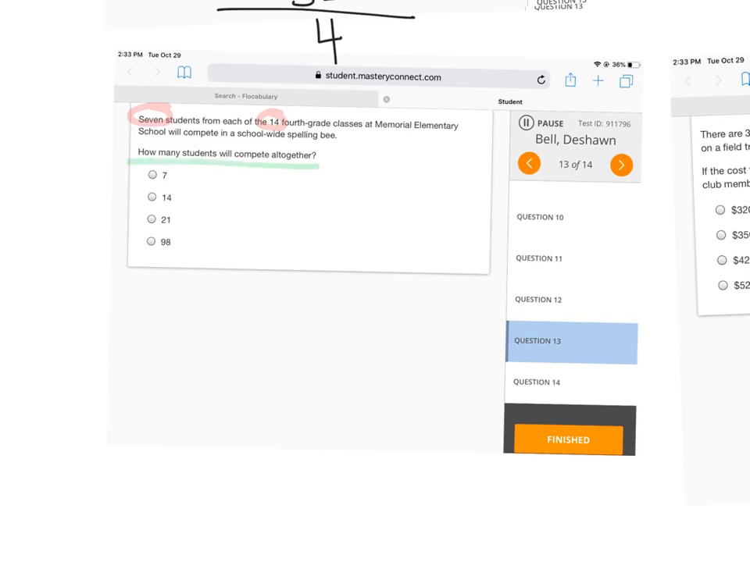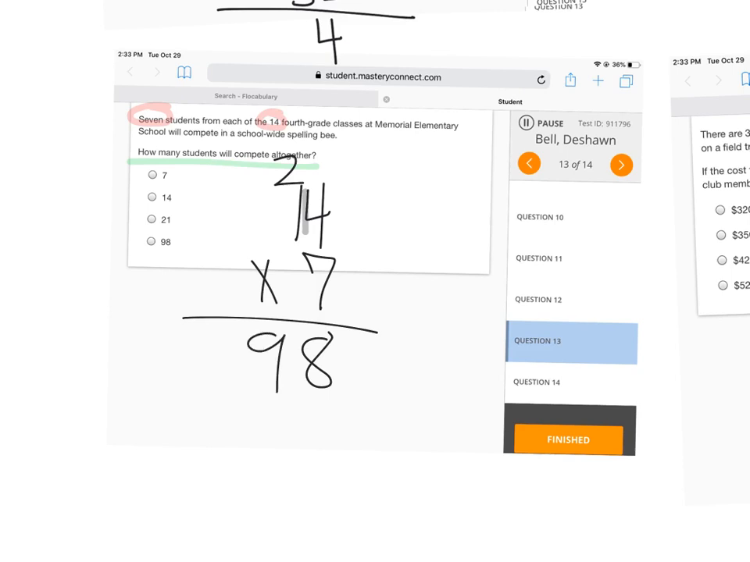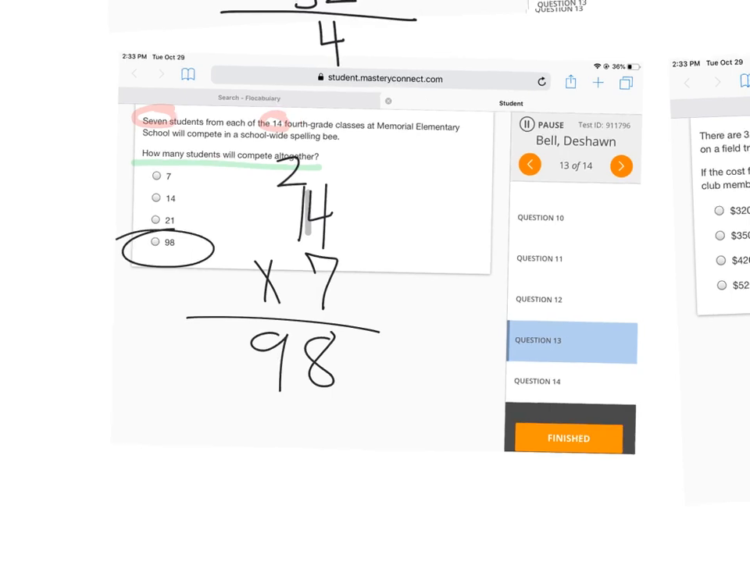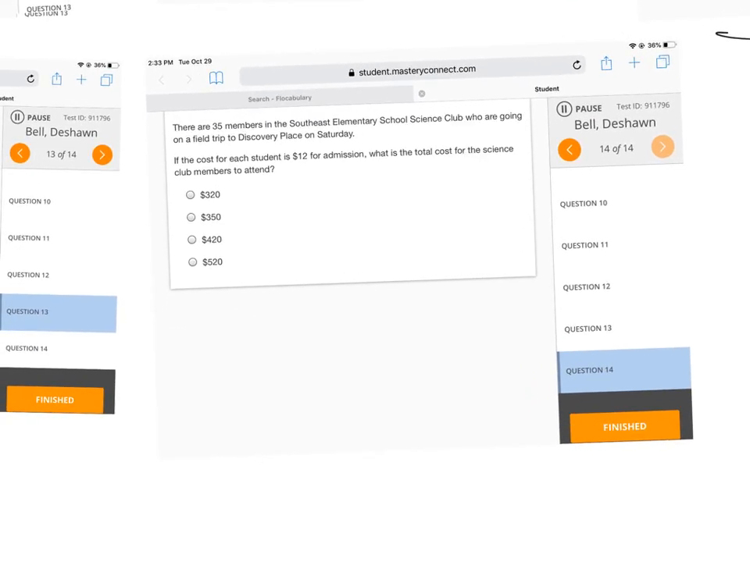I know I'm going to take 7 from each class and multiply it by all 14 classes that they have. So I'm going to say 14 times 7. 7 times 4 is 28. 7 times 1 is 7, plus 2 is 9. 98. Number 14, last one.